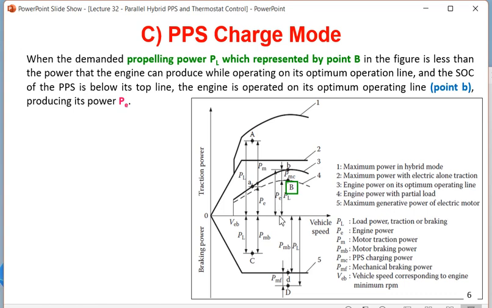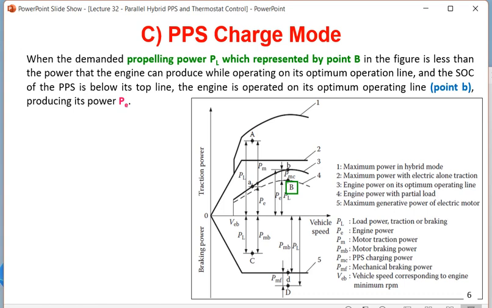One is PL, that means whatever load power is asked by the vehicle, that is supplied by the engine itself. And secondly, PMC. PM stands for motor power or PPS power, and MC stands for charging. So in this case, whatever power is produced by the engine is doing two things. I am talking about graph 3 or point small b. It is supplying the load as well as supplying power to the PPS to get charged. So this is mode number C.